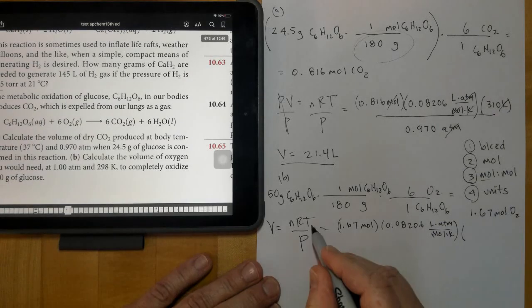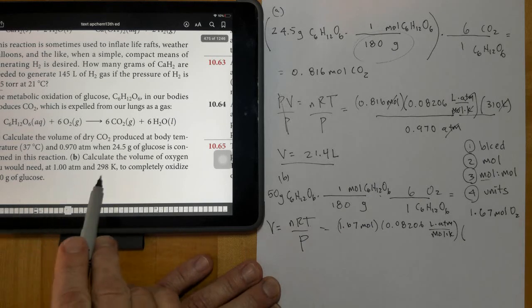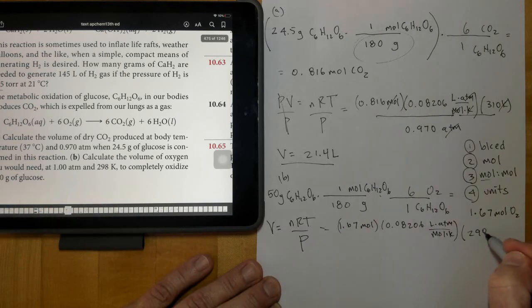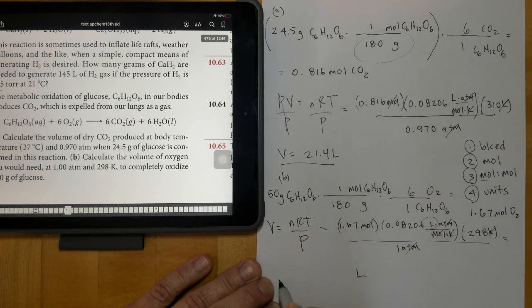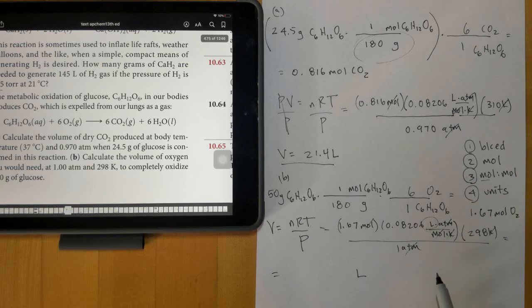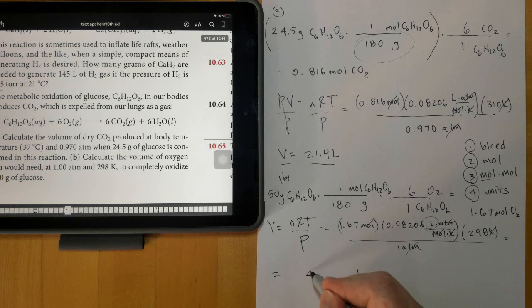And then our temperature, it says, is 298. And then we're going to divide that by the pressure, which is 1 atmosphere. All right, atmospheres cancel with atmospheres, our kelvins with our kelvins, our moles with our moles, and we're left with liters for our answer. And so when you plug those into your calculator, you should end up with 40.7 liters of oxygen.